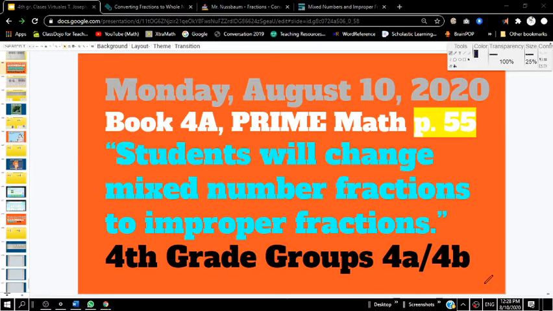Today we're going to be working in our Prime Math book, page 55, and students will be able to change mixed numbers to fractions, specifically improper fractions. So, let's get started right away.